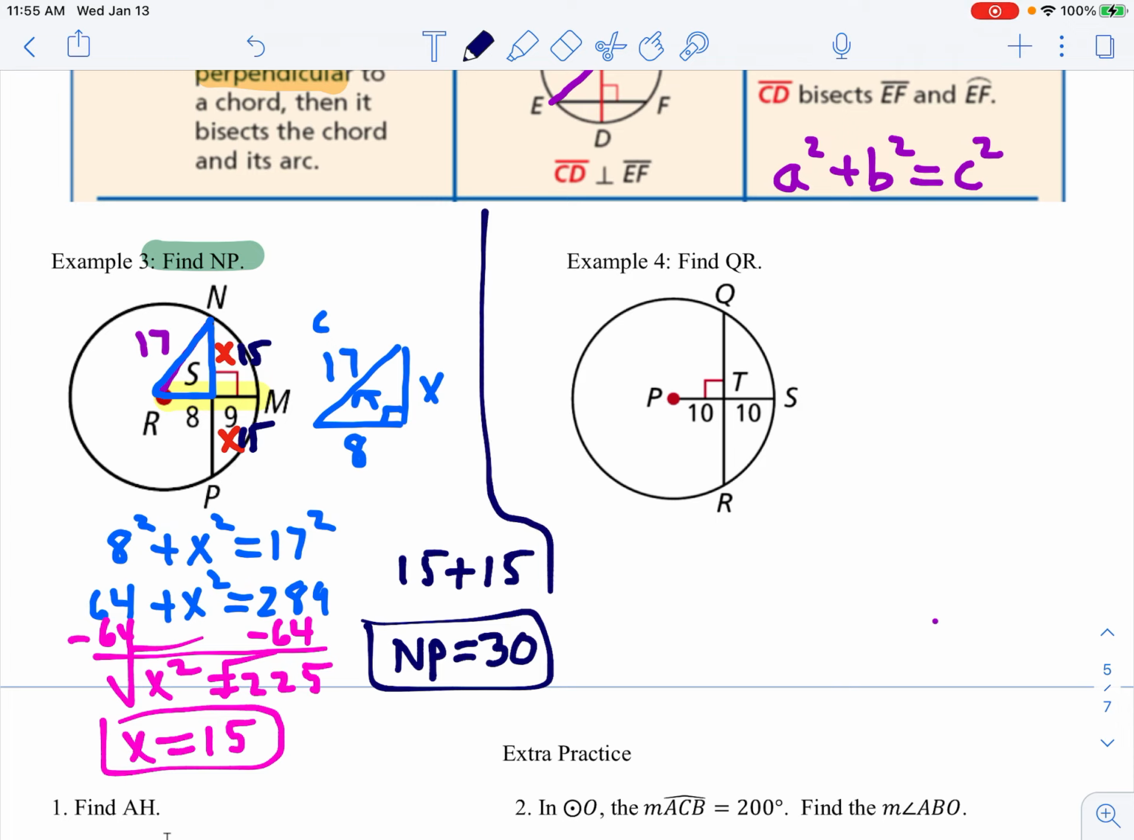All right, so when the chord meets the radius, we are going to form a triangle. We are going to use the numbers in the picture to come up with the missing piece, and then after we label the missing piece of our triangle, we're going to do the Pythagorean theorem.